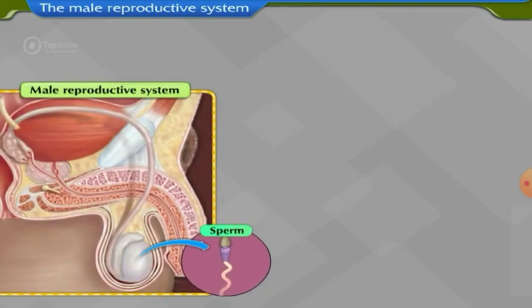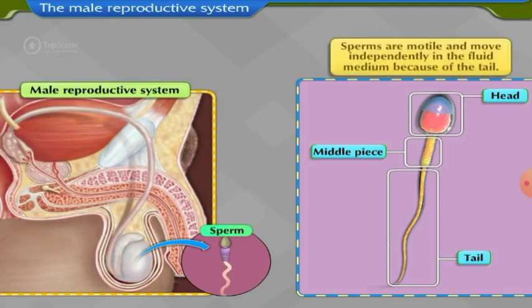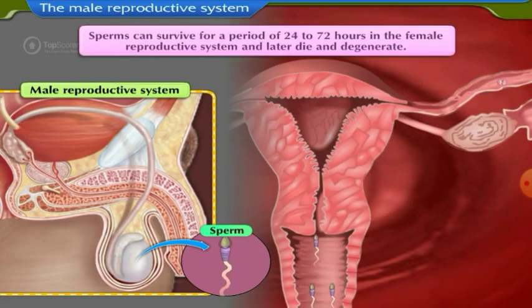Each sperm is composed of three parts: a head, a middle piece, and a tail. Sperms are motile and are able to move independently in the fluid medium because of the tail. They move towards the egg or female germ cell. Sperms can survive for a period of 24 to 72 hours in the female reproductive system and later die and degenerate.